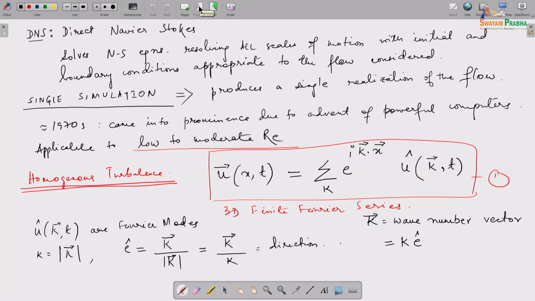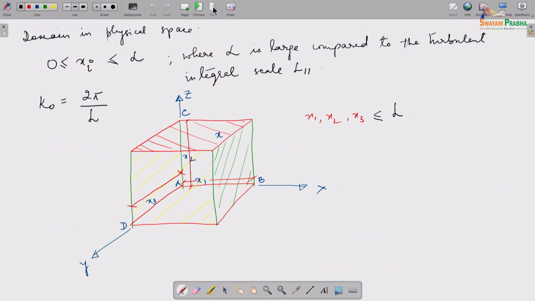So essentially, when we said that this is my 3D Fourier, I'm going to look at homogeneous turbulence. I'm going to say that the velocity at some x and t, which x and t? It lies within this domain, within this cube in the Cartesian coordinate system. So this is my domain of turbulence, right?